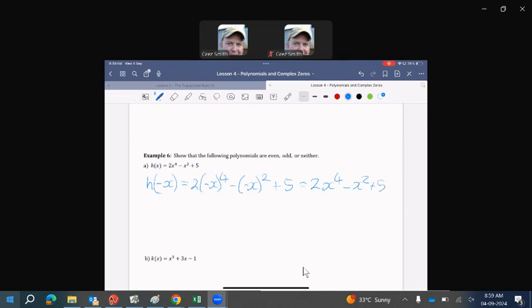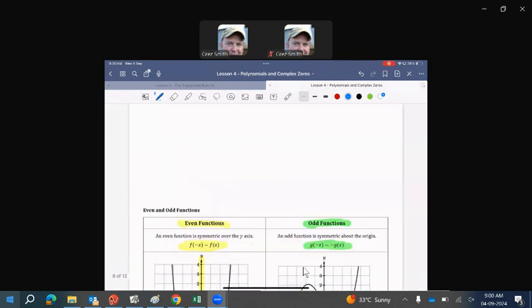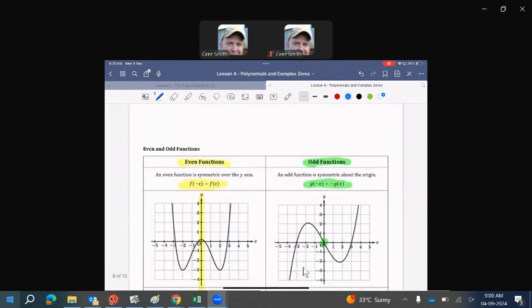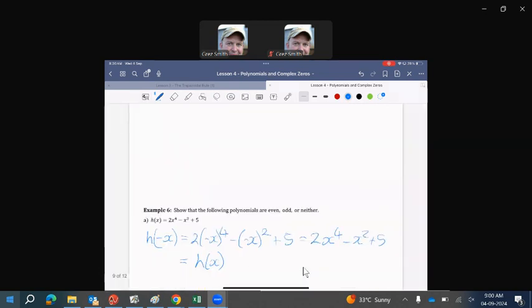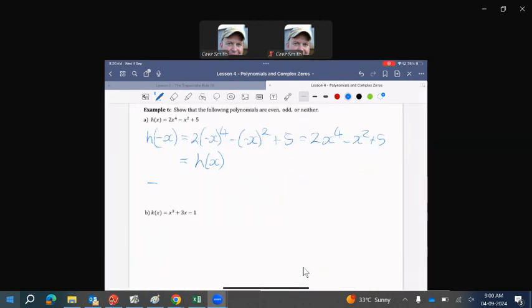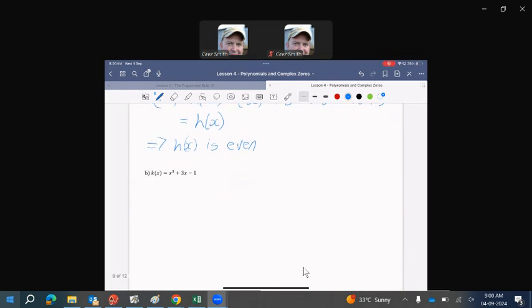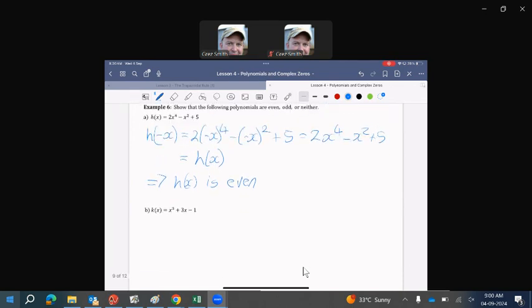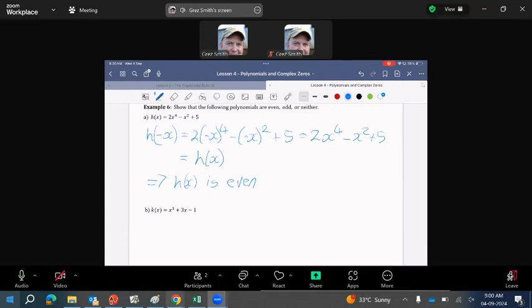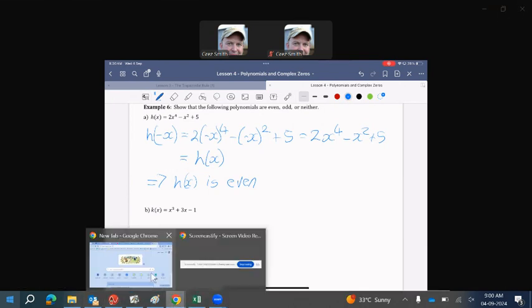What is this? Notice that this is the same as the original function. So this is equal to h of x. Go back to your definitions. The yellow one, this is therefore an even function. So this implies h of x is even. Do you want to try the last one for yourself? Try the last one for yourself for a minute. 1 minute for that.